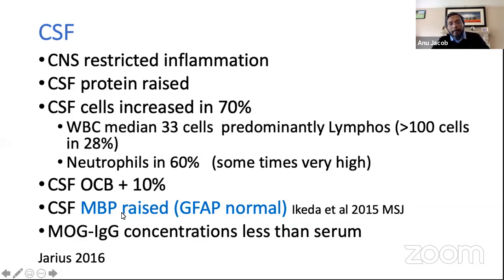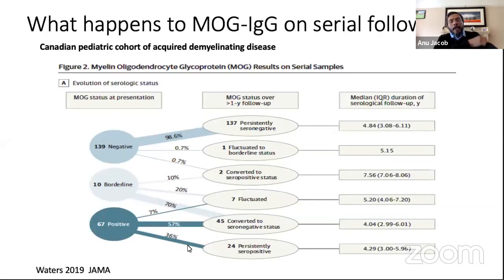CSF myelin basic protein, which is a myelin degradation product, is elevated as expected, while GFAP, which is an astrocyte protein, is normal. The MOG antibody concentrations are lower in the CSF than in serum, largely because the production is outside the blood-brain barrier. So we have this antibody produced in circulation by B cells or plasma cells, and it causes the first event.